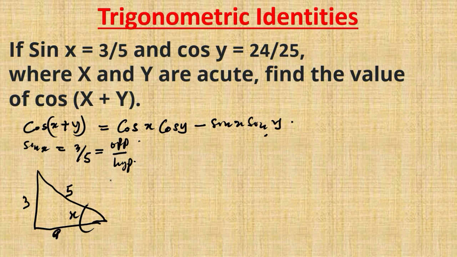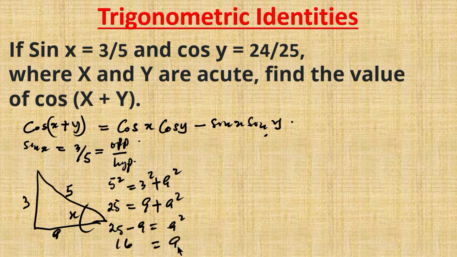Now, we know that 5 squared will equal 3 squared plus a squared. So that 5 squared, which is 25, will equal 9 plus a squared. 25 minus 9 will equal a squared. 16 is equal to a squared. Now we find the square root of both sides. We know that 4 will equal a. Now we've established the adjacent. Then we can conclude that the cos of x, which is equal to adjacent over hypotenuse, will be the same thing as 4 over 5.